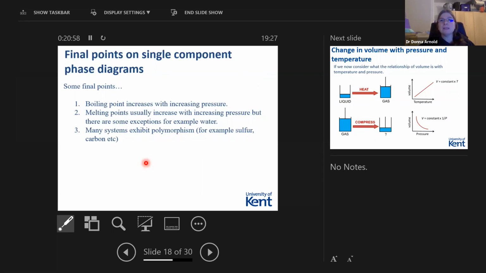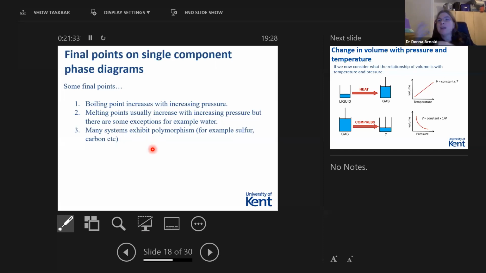So just some key points on phase diagrams before we move on. We know that boiling point increases with increasing pressure. So these are some important things we need to remember. We know that melting points usually increase with increasing pressure, but there are some exceptions, for example, water. And we know that many systems exhibit polymorphism and show allotropes, such as our sulfur, and we were talking about carbon.